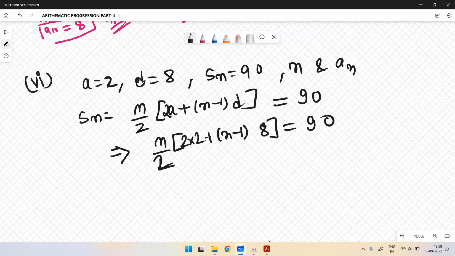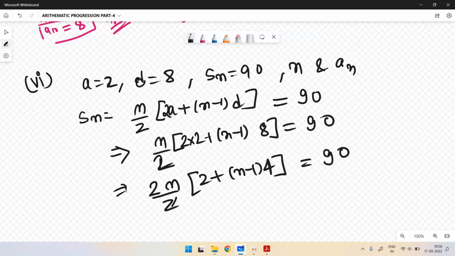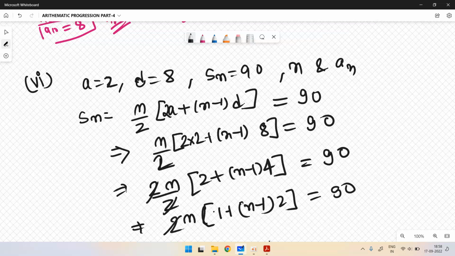Now if you take 2 out common, this is 2n by 2 into 2 plus n minus 1 into 4. We have taken 2 out in this bigger bracket, or even you can take 4 out, another 2 also out, which implies n into 1 plus n minus 1 into 2, and 2 you have taken out, and this becomes 90. So this 2 and this 90 get cancelled. This will become 45.